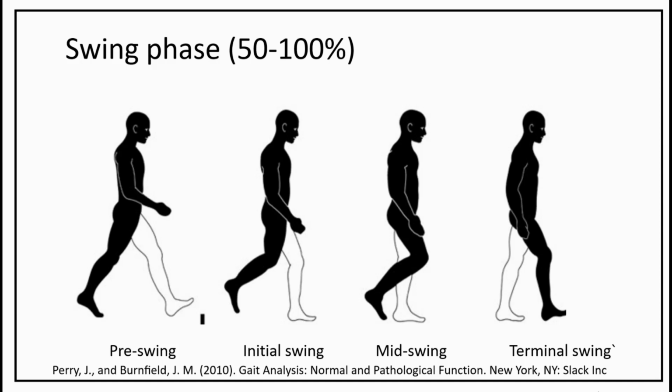During initial swing, the hip, knee, and ankle are flexed to begin advancement of the limb forward and create clearance of the foot over the ground. Mid-swing goes from 75 to 87% of the gait cycle. During mid-swing, limb advancement continues, and the thigh reaches its peak advancement. Terminal swing is the final phase of the gait cycle, going from 87 to 100% of the cycle. During terminal swing, the final advancement of the shank takes place, and the foot is positioned for initial foot contact to start the next gait cycle.